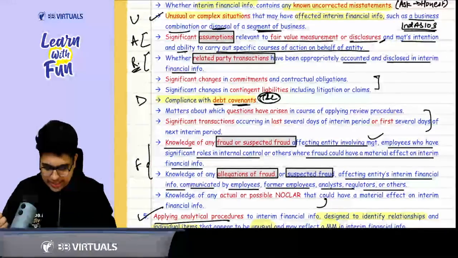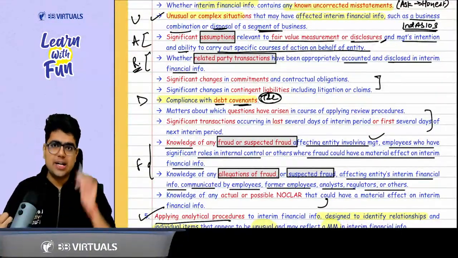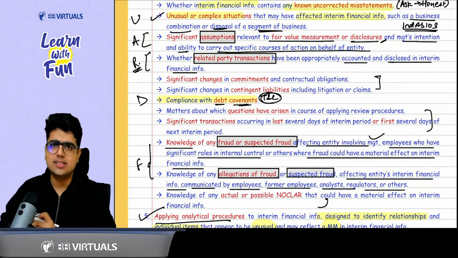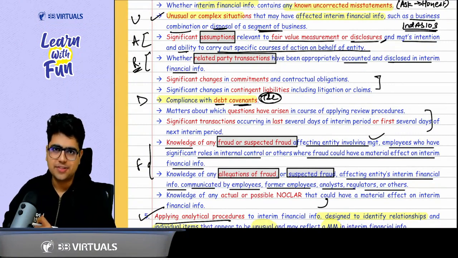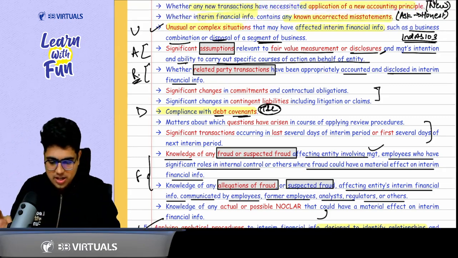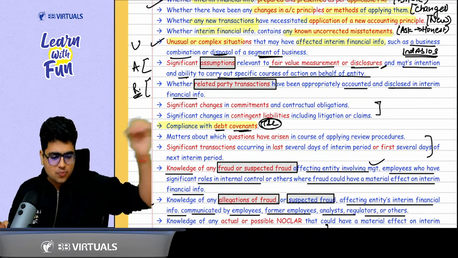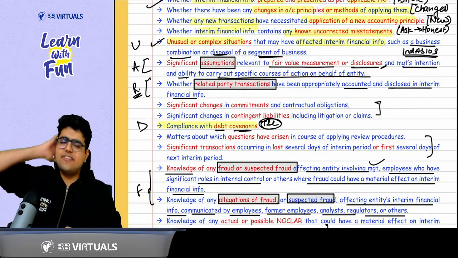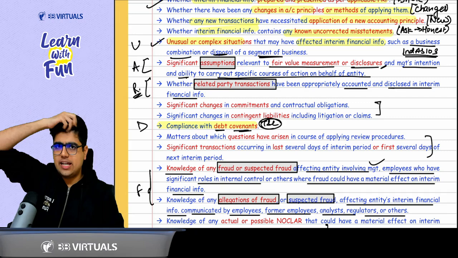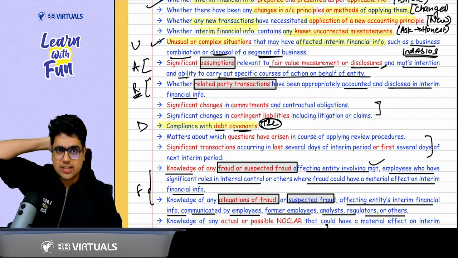R for related party, whether the related party transactions are accounted and disclosed as per the FRF. A for accounting estimates. Here the word is assumptions: whatever significant assumptions are there regarding the fair value measurements or disclosures, they should be properly considered in the financial statements.